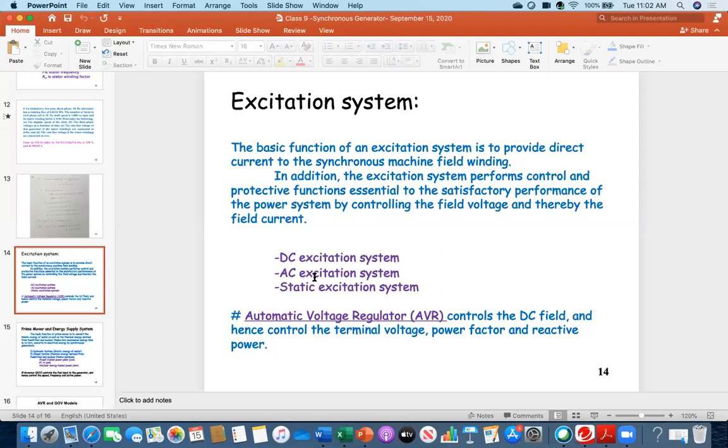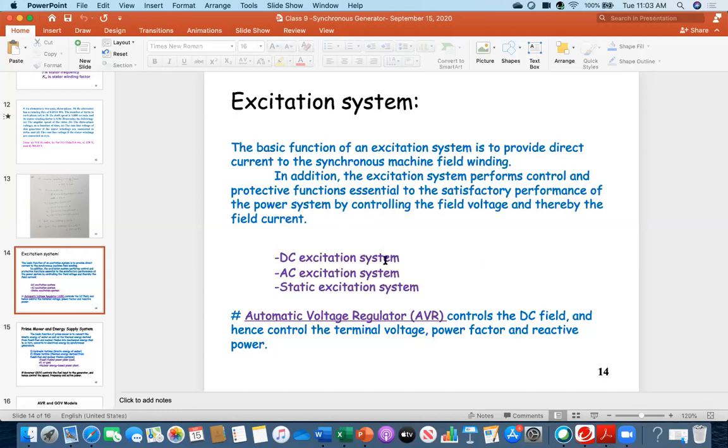AC excitation means you have a small AC generator, and from that generator, with the help of a rectifier, you are converting into DC, and that DC is going to the field. Just simply keep in mind the very first line. The basic function of the exciter is to provide direct current. It is always direct current, but there are three arrangements. There are three systems to provide that direct current. That is the meaning of this one.